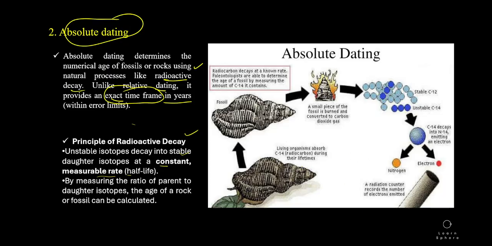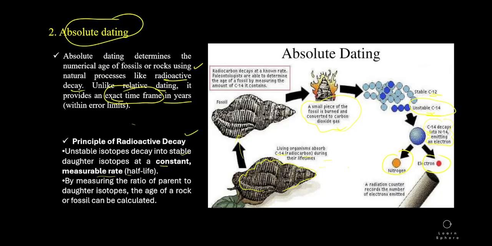suppose this is the living organism which absorbed C14 radiocarbon during its lifetime. Okay, and when it becomes a fossil, a small piece of the fossil is burned and converted to carbon dioxide gas. Clear? Stable C12 and unstable C14. Now the unstable isotope will decay into its stable form. So the C14 decays into its daughter N14, emitting an electron. N14 here is nitrogen and here is the electron emitted.